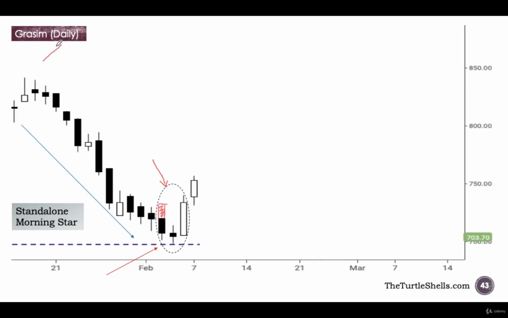So this is a daily time frame of Grasim. So if we call this a Morning Star, it becomes a standalone Morning Star. It is a risky trade. If we look at these 2 candles, they are completing a bullish engulfing pattern. The long white real body completely engulfing the prior black real body. Ideally, it should have opened here. That would be a perfect bullish engulfing pattern. But since it has opened itself higher, there is an invisible white candle here.